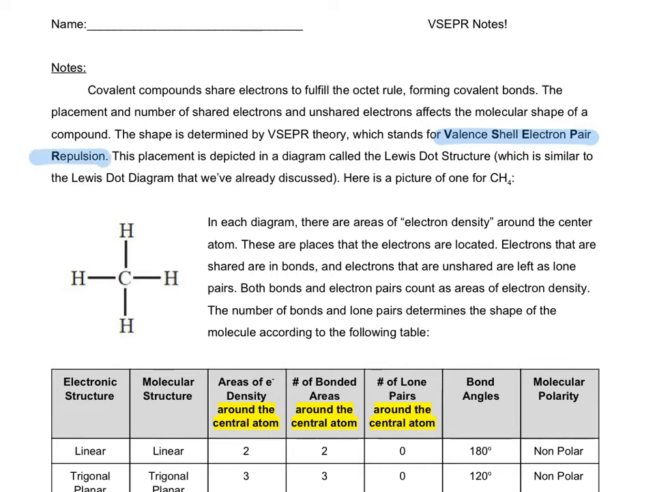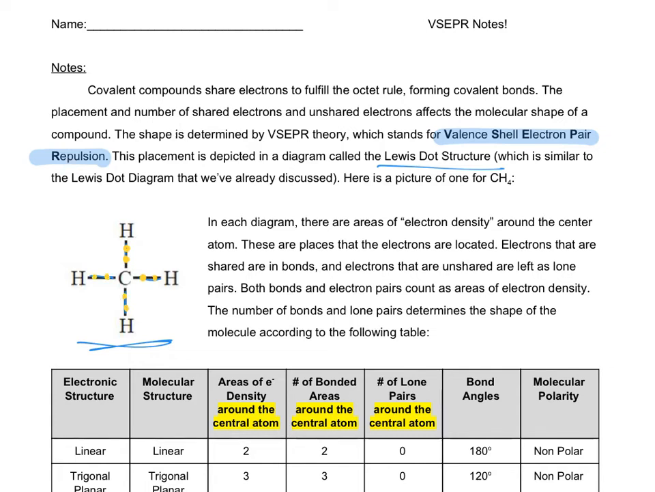We can see the placement for all of these electrons in things called Lewis dot structures, which are similar to Lewis dot diagrams. Here's a picture of one for carbon bonded with 4 hydrogens. It shows each hydrogen atom and a bond between the hydrogen and carbon. What you can't see is that these bonds are actually just 2 electrons that are shared in that space between the atoms. So each bond is made up of 2 electrons.